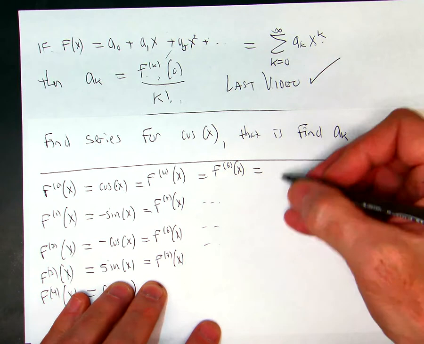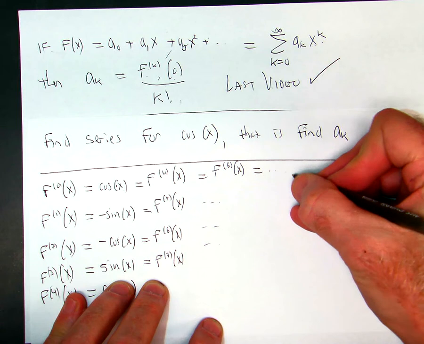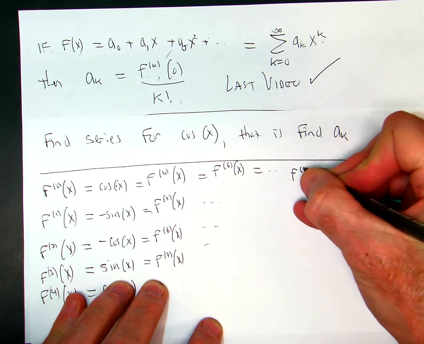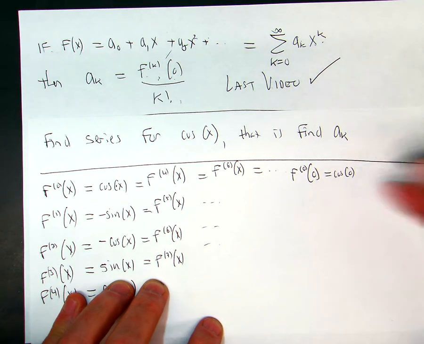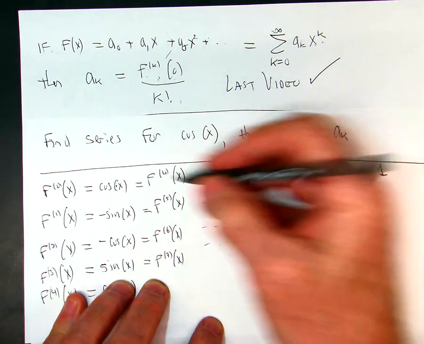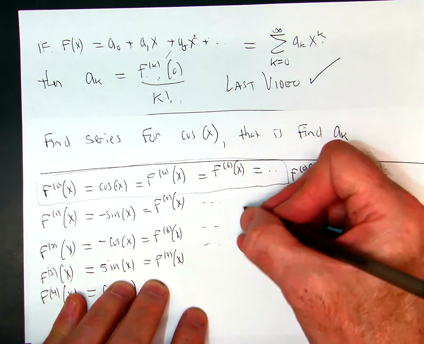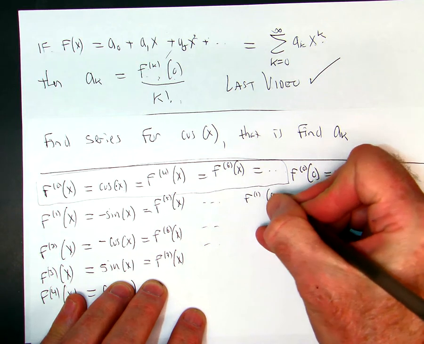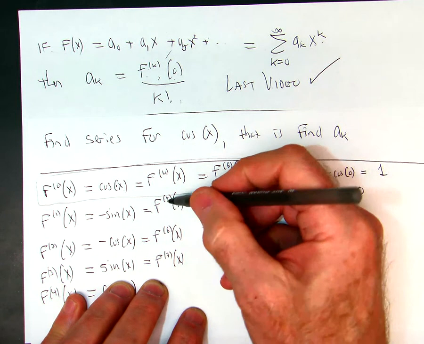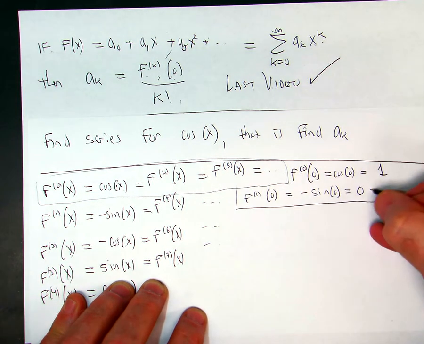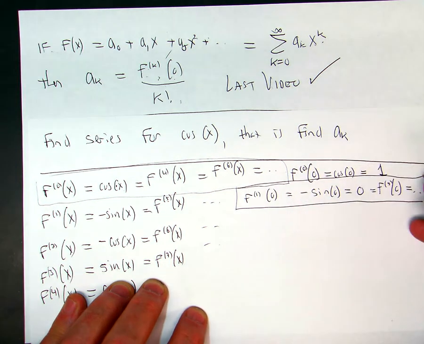Now I need to figure out what the kth derivative at 0 is. So again, we'll try to establish the pattern. If I take the 0th derivative and plug in 0, that's going to be cos of 0, which is equal to 1. Now remember, that means this whole line here is going to be 1. I do the same thing here. The first derivative at 0 is going to be minus sine of 0, which is 0. And that's going to be the same for the fifth, the seventh, and so forth. So we get that one.